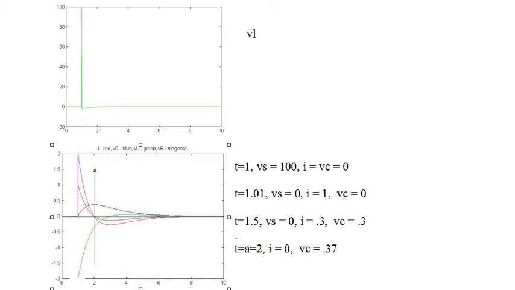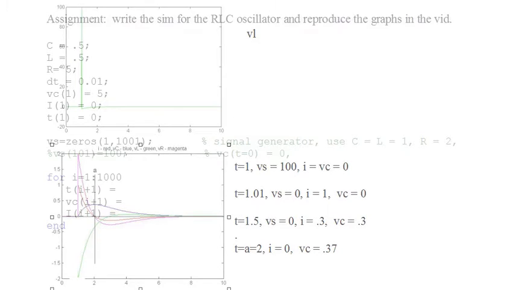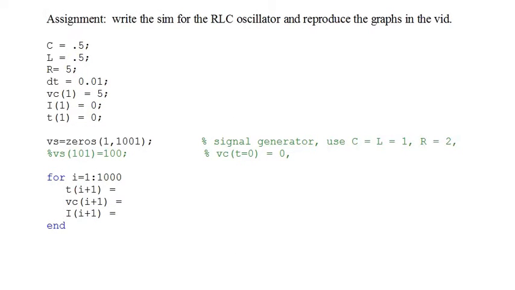Now the magnetic field in the inductor drives the current, charging the capacitor. By point A, the inductor magnetic field has collapsed, and the current is 0. There is 0 voltage on the resistor, and the capacitor is charged, and so on. The assignment is to reproduce the graphs in the video, and it only takes one program to do it.